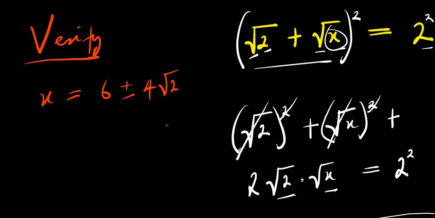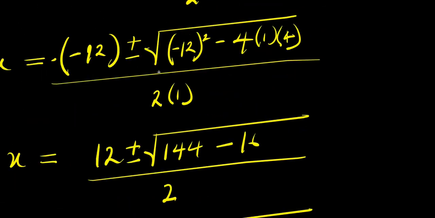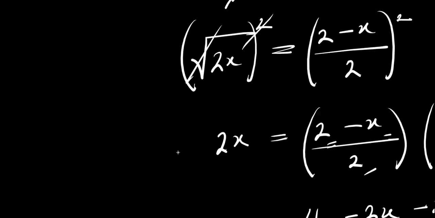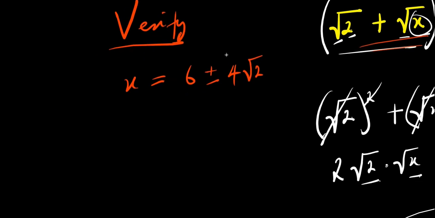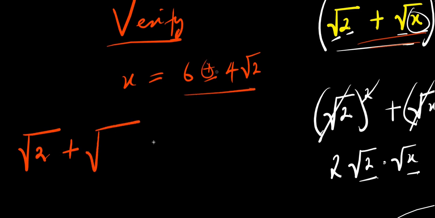So what we are going to do will be to check using this particular equation. We need to confirm the solution. Alright, so we have square root of 2 plus square root of x. Our x is, let's consider this positive one, 6 plus 4 root 2. Is this equal to 2?